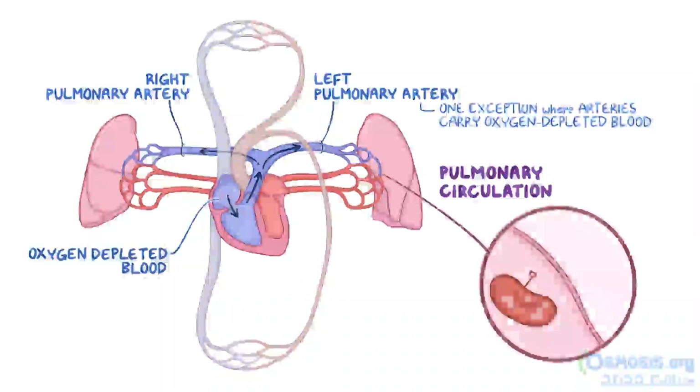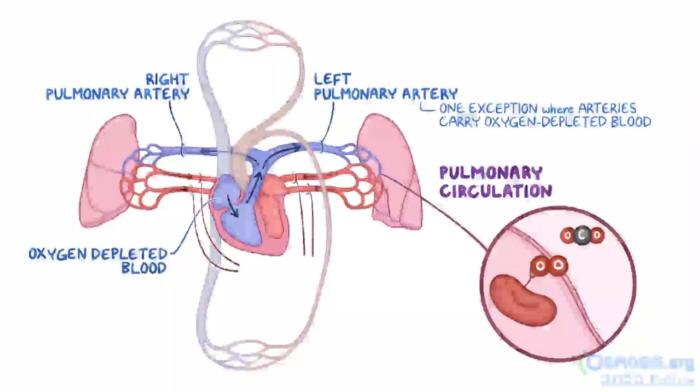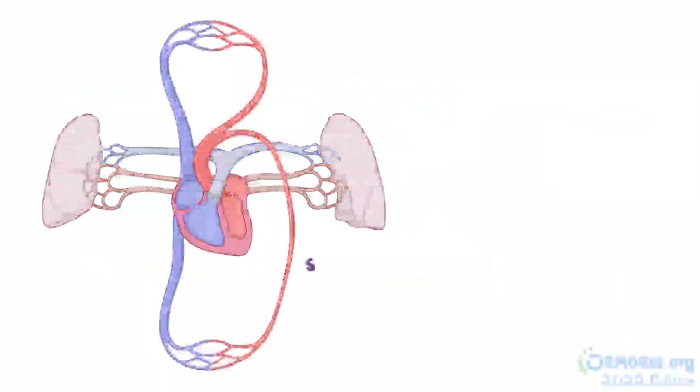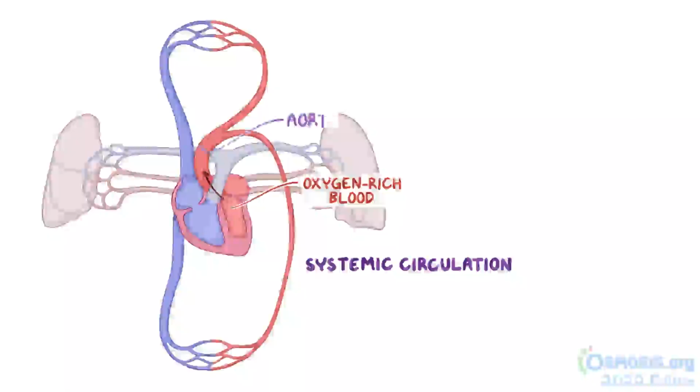Here, the blood dumps carbon dioxide and receives fresh oxygen via gas exchange. Then, the blood runs back through 4 pulmonary veins to the left atrium, where it passes into the left ventricle. This is the one exception where veins carry oxygen-rich blood. Now, this is where the systemic circulation begins, pumping oxygen-rich blood into the body's largest artery, called the aorta.